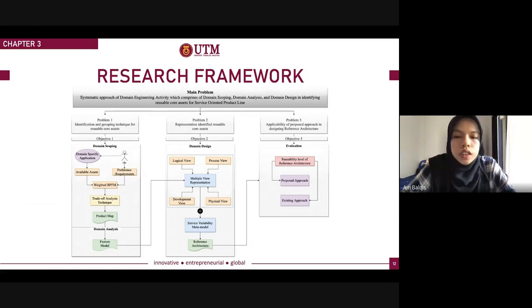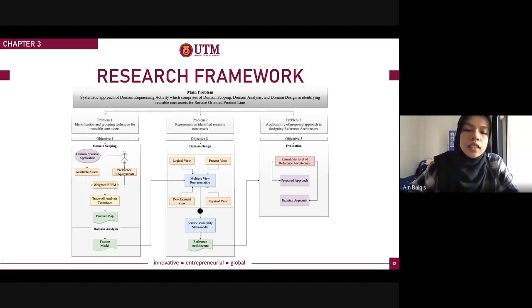We map our research framework according to our problem and objective of this research. The first one will focus on these two main processes, which are domain scoping and domain analysis. During domain scoping, a trade-off analysis technique will be implemented, justified by considering the priority of services through probability of occurrence. This can be achieved by applying a weighted business process feature model.